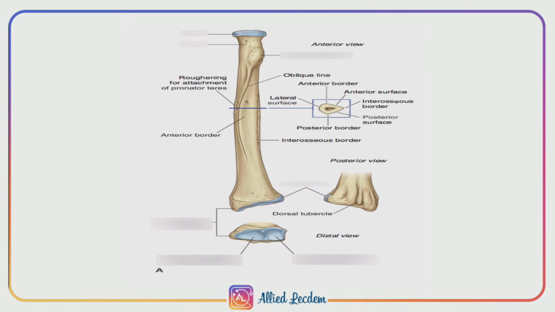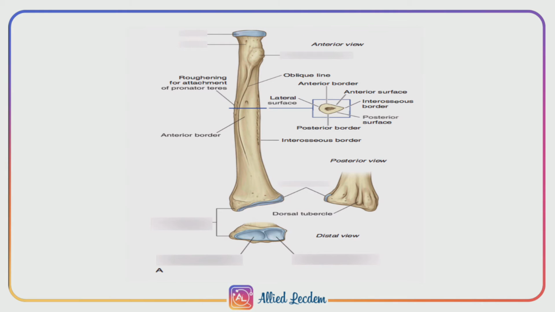Next we'll see about the surfaces. There are three surfaces: the anterior surface, posterior surface and lateral surface. The anterior surface lies between the anterior and interosseous or medial border. A nutrient foramen opens in its upper part and is directed upwards. The nutrient artery is a branch of the anterior interosseous artery.